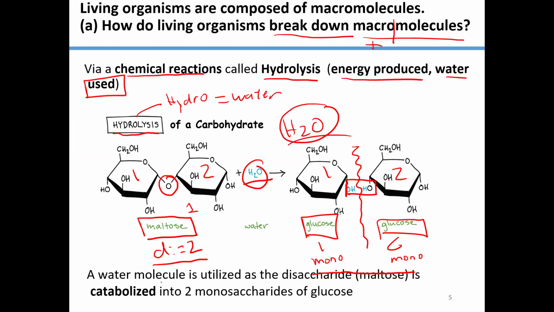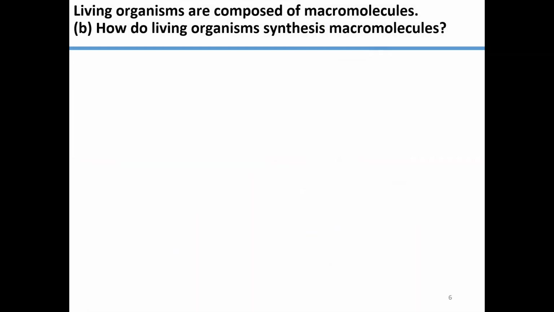Okay, and again, what's happening is we're catabolizing these disaccharides of maltose into two monosaccharides of glucose. So let's go ahead and take a look at the opposite end of this. How are we going to synthesize macromolecules? Because sometimes when we consume and eat things, we don't always necessarily have the components that we need. So our body will go ahead and create or make those.